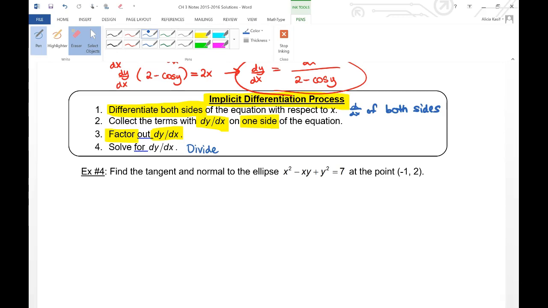Let's go through this. Okay, so let me just write out d dx of this whole left side.